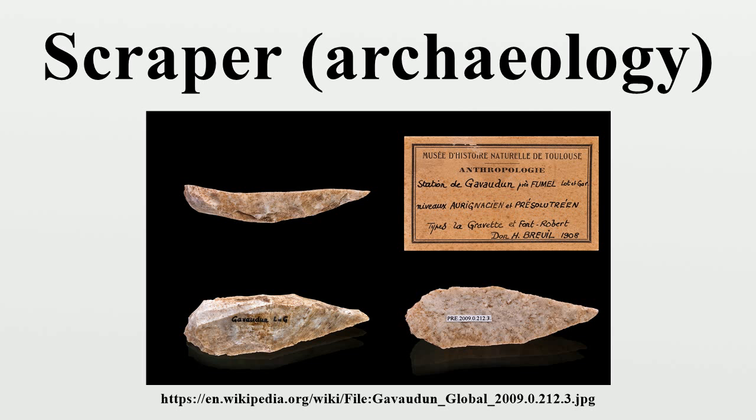Edge angle. Some scrapers have vertical working edges while other scrapers have acute working edges. Edge shape. There is a distinction between concave, straight, and convex working edges on scrapers. Location of functional edges. One of the main distinctions in scrapers depends on if the working edge is on the end or the side of the scraper.